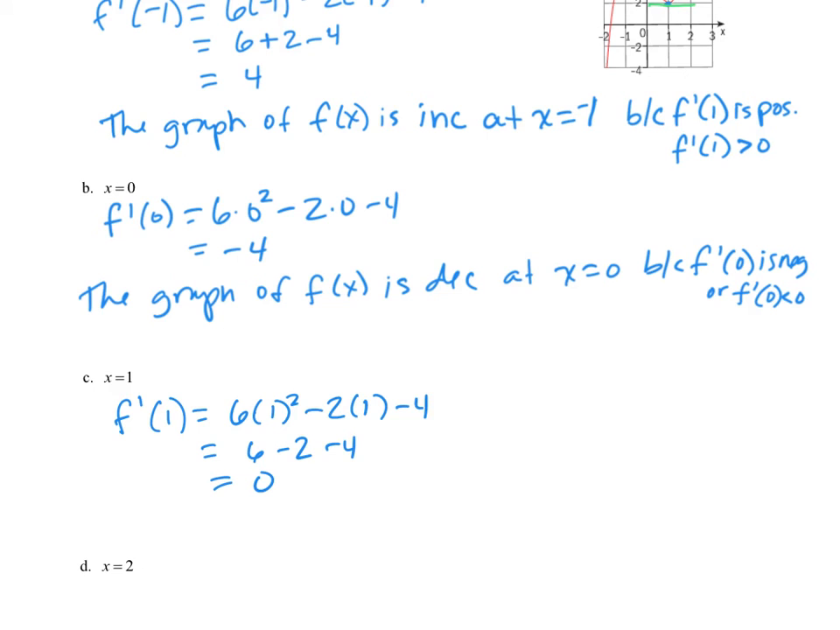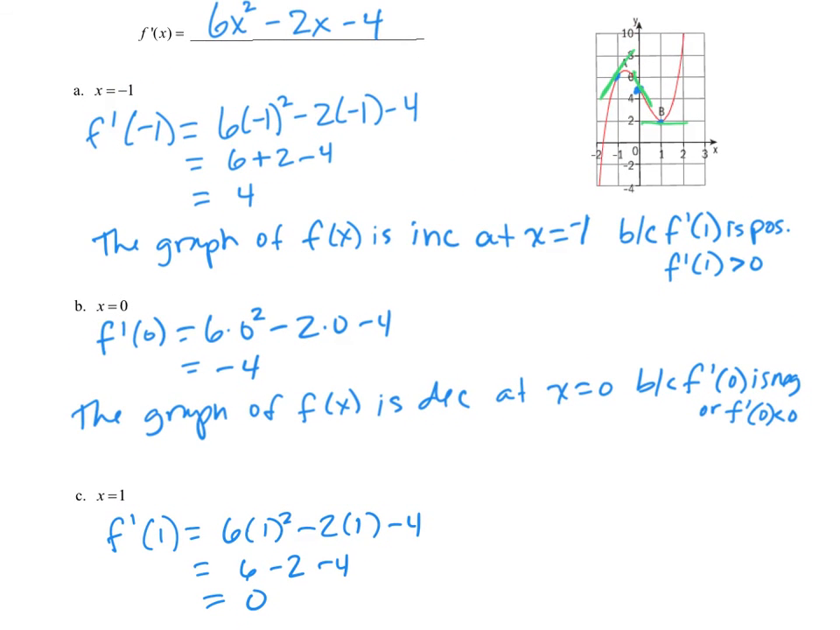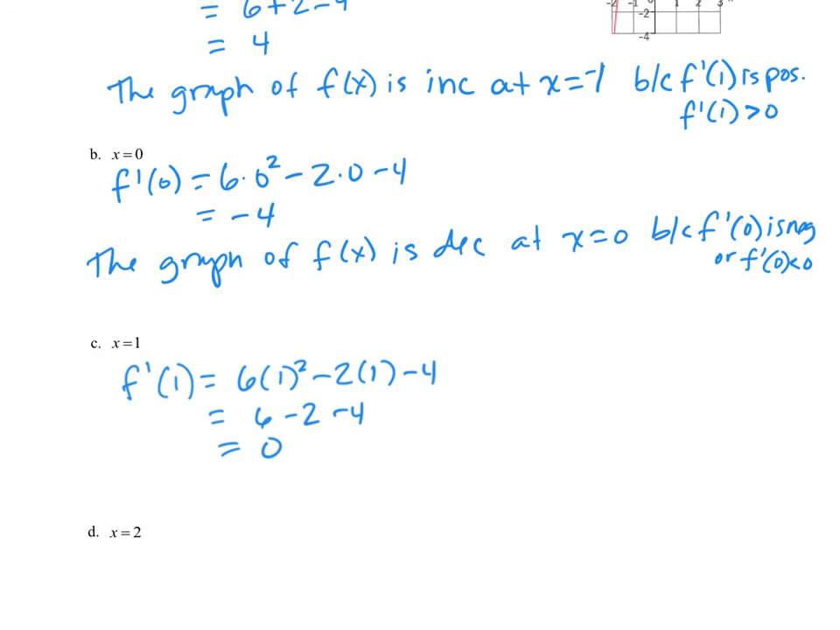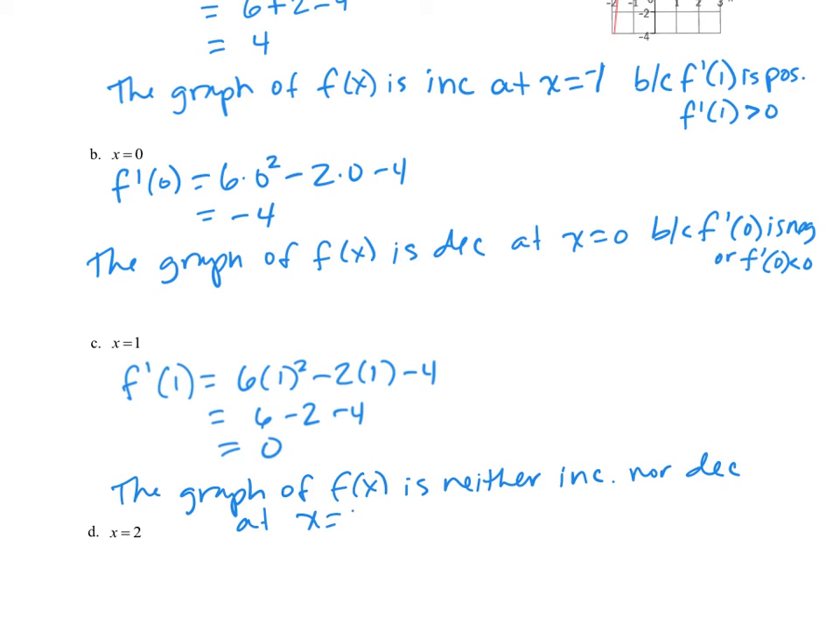Remember the graph? Let me go back there. Remember the tangent to the graph at x equals 1 was a horizontal line. So let's comment on the behavior of the function there. We will say that the graph of f of x is neither increasing nor decreasing at x equals 1 because f prime of 1 is equal to 0.